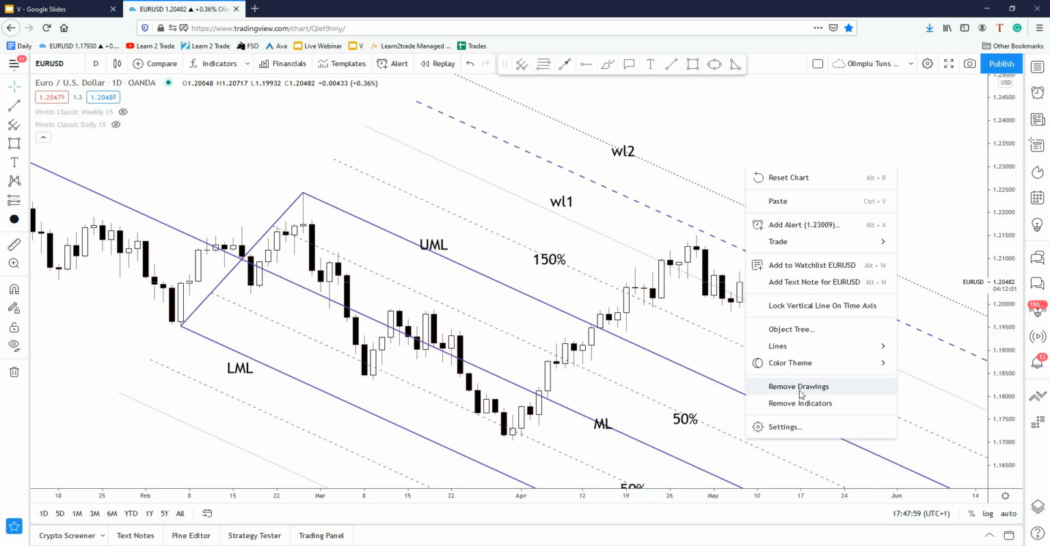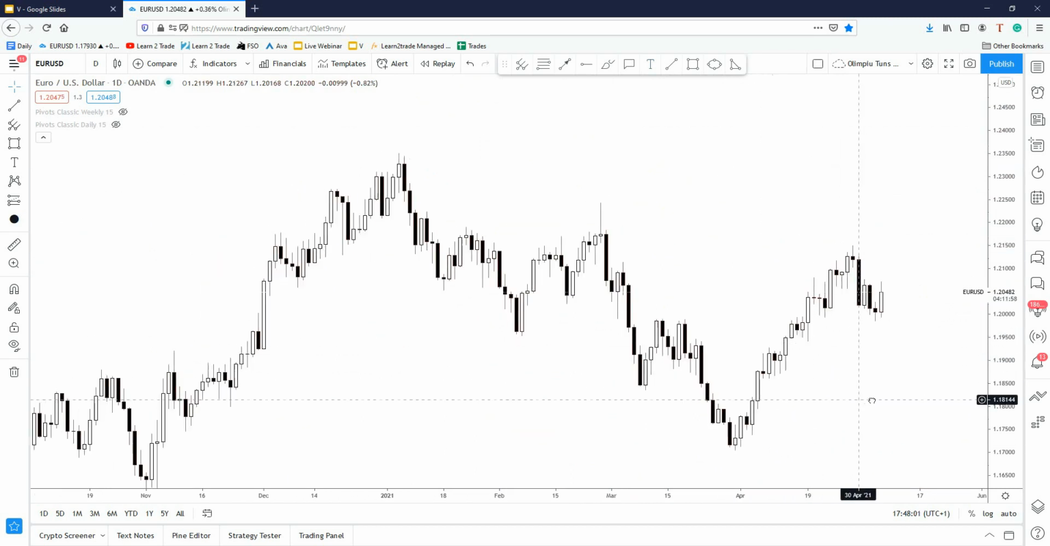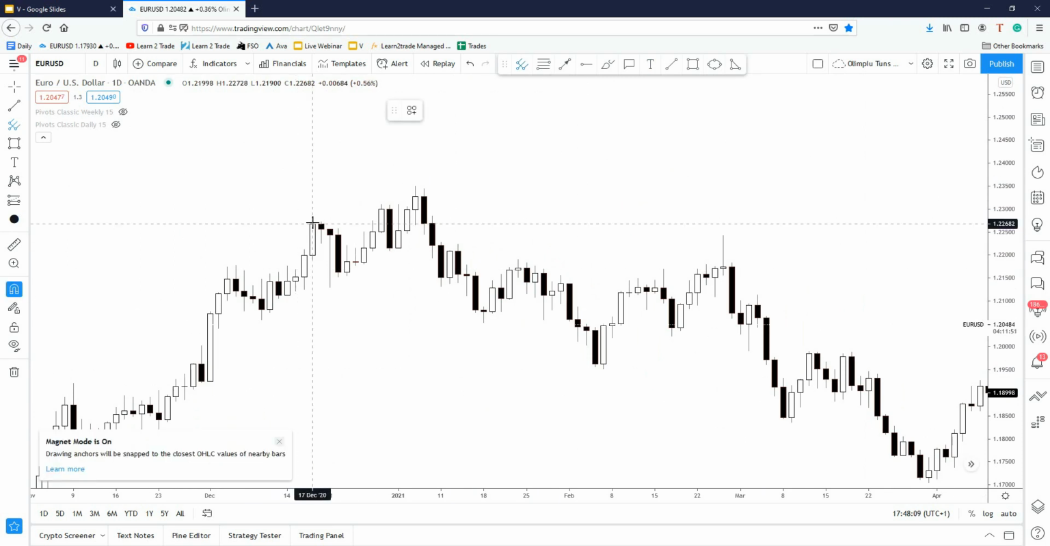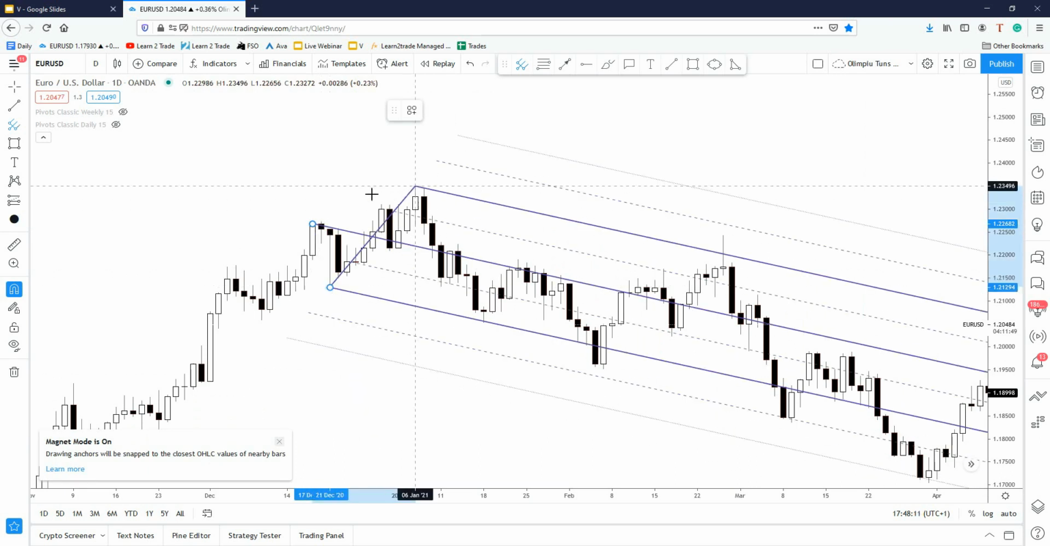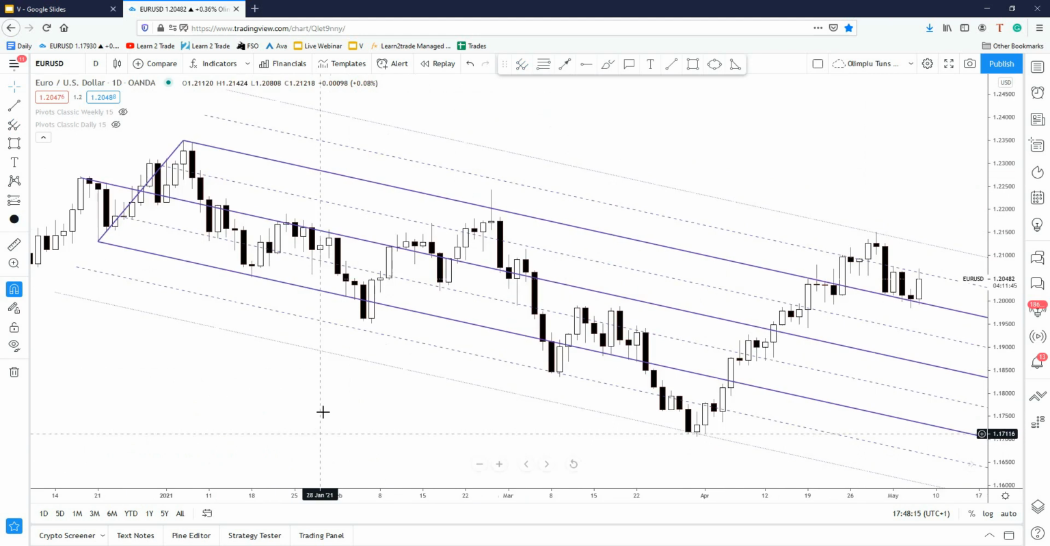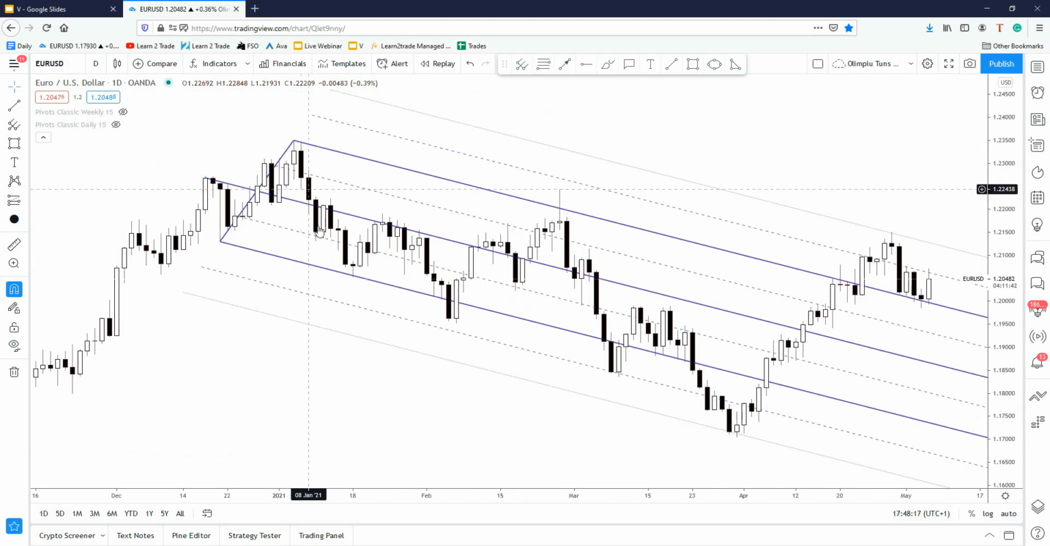Okay, let's remove these drawings and let's start again. I will select other 3 points to draw another descending pitchfork, 1, 2, and 3. And as you can see here, the price has decreased. It has found temporary support right on the downside 50%. It has jumped to retest the medium line.